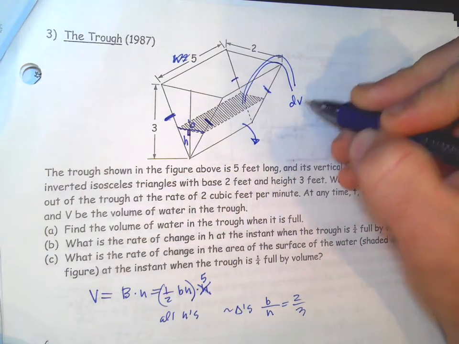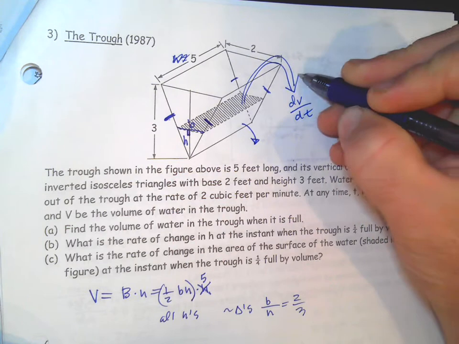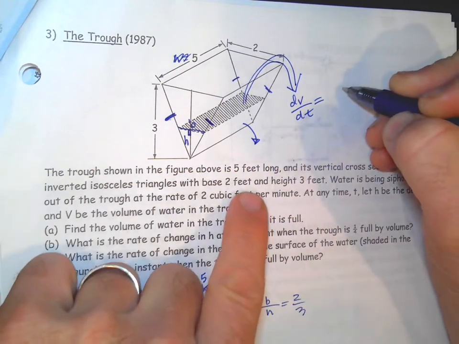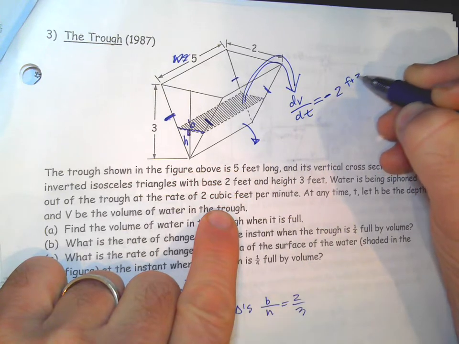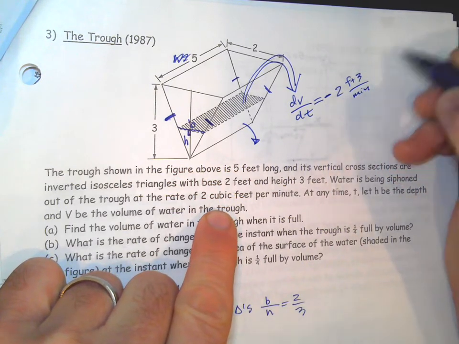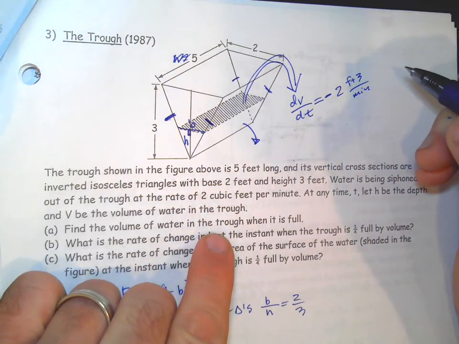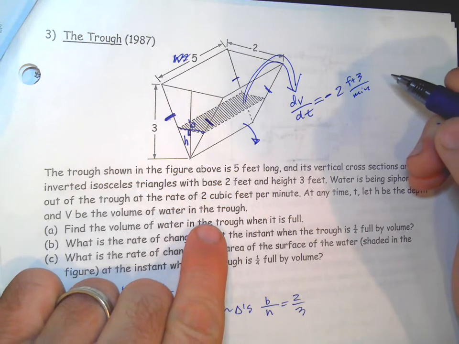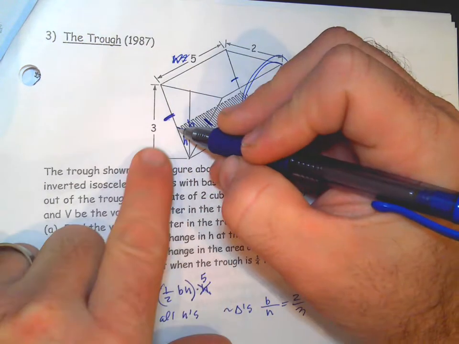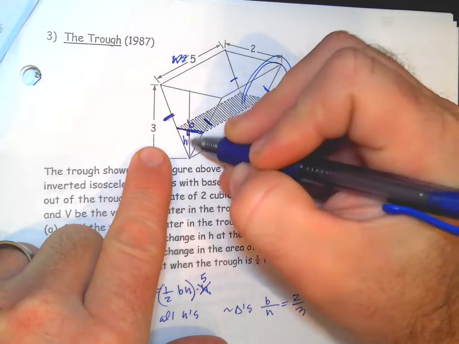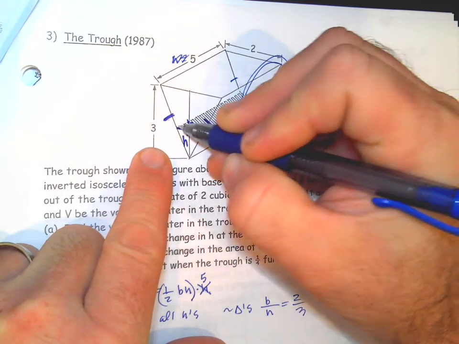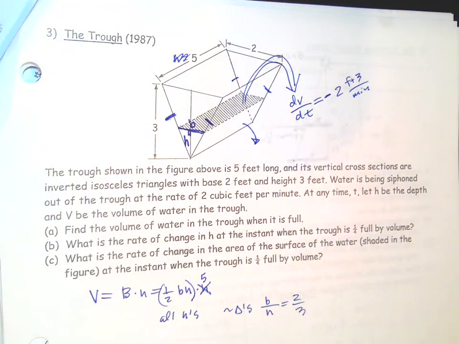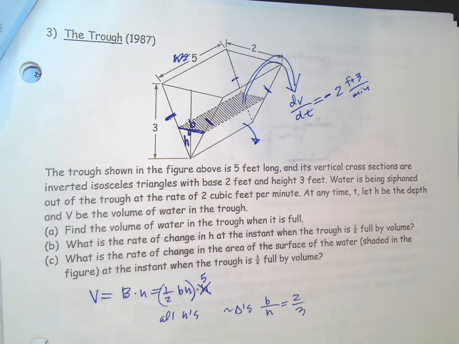So dV/dt equals negative 2 cubic feet per minute. We're losing water. At any time t, let h be the depth and V be the volume of the water in the trough. It's a triangular prism that has a height, that's the depth, has a base, there's a volume associated with it. Find the volume of the water in the trough when it is full.